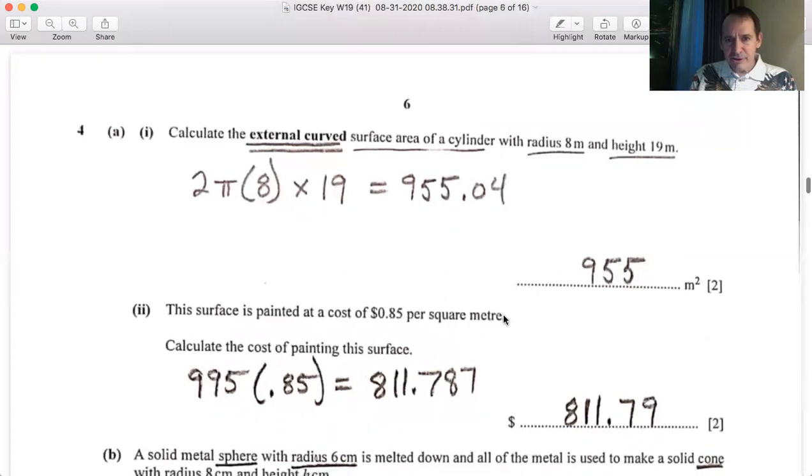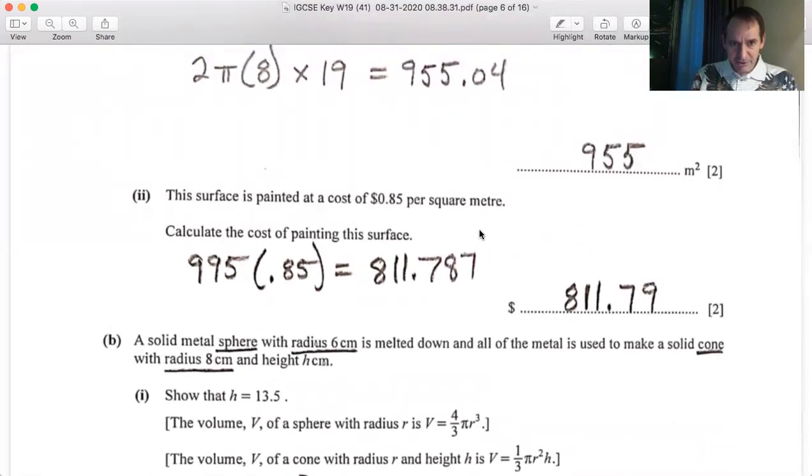Calculate the external curved surface area of a cylinder with radius 8 and height 19. So if you can envision a cylinder with a circular top, the sides, and a circular bottom, this just wants the curved part. So you're not going to calculate the top or bottom, just the sides. So to get all the way around it, you have to do circumference, 2 pi r, where r is 8. And then multiply it by the height to get that curved area, and you end up with 955.04 or 955 to 3 significant figures.